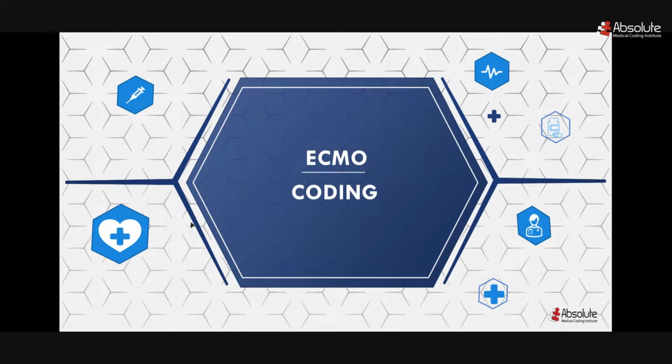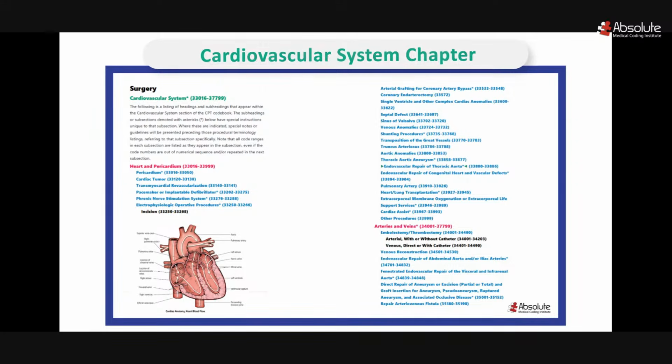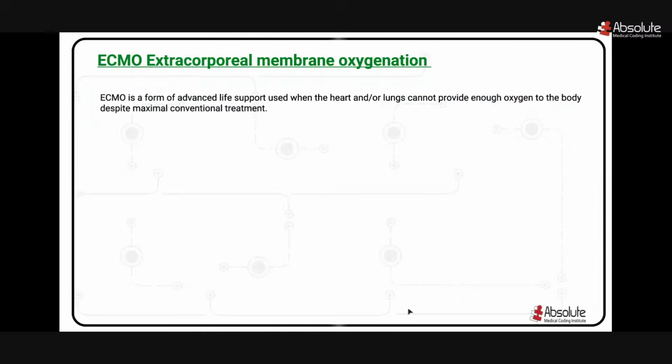Let's get started. Now, ECMO procedure codes are located in the cardiovascular system of your CPT manual, and the code series ranges from 33946 through 33989. These codes are organized based on the phase of the ECMO support being performed. Okay, so we will discuss them in detail in the upcoming slides.